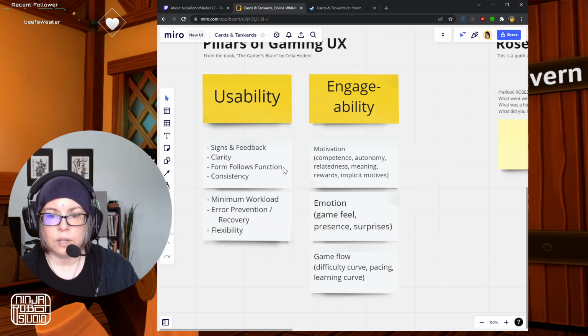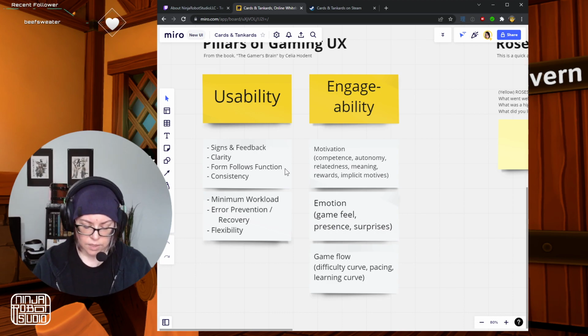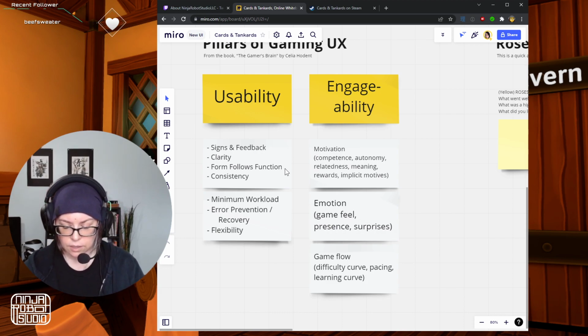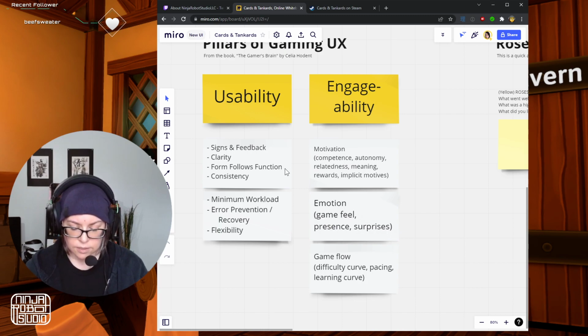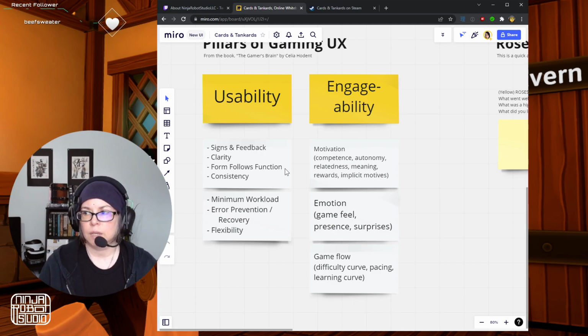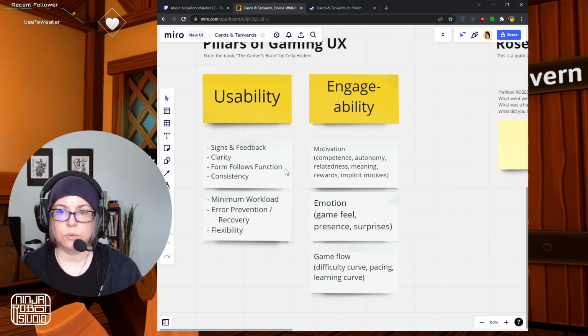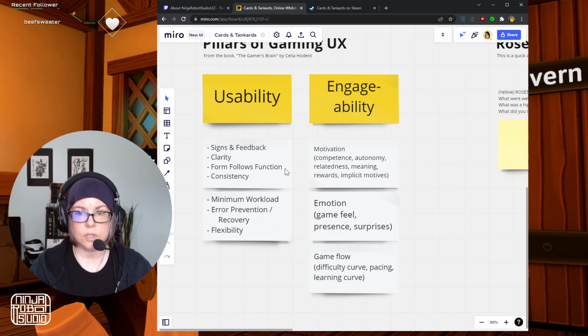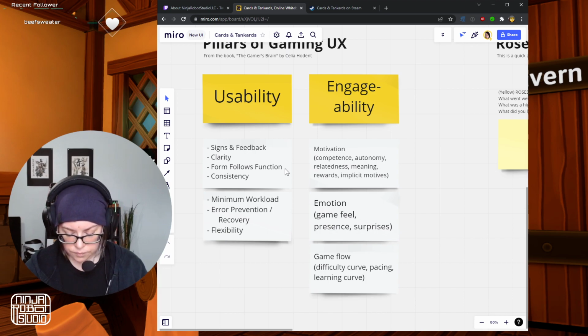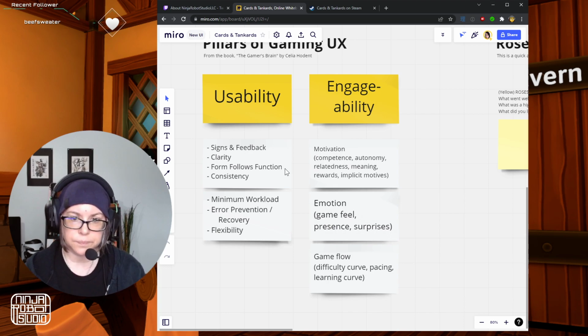And then form follows function: the form of an item, a character, icon, and so forth should accurately convey its function. And design for affordance. So affordance is, for example, the design should say what you can do with it, what you can't do with it. Like a chair affords sitting, a doorknob affords turning, and so forth. It should intuitively inform the players how to interact with it.